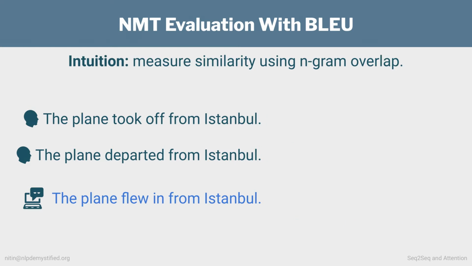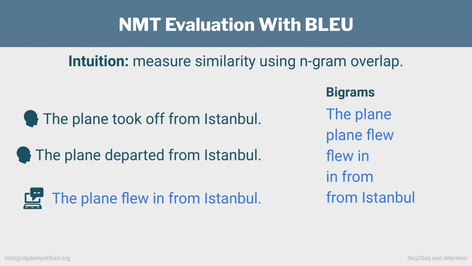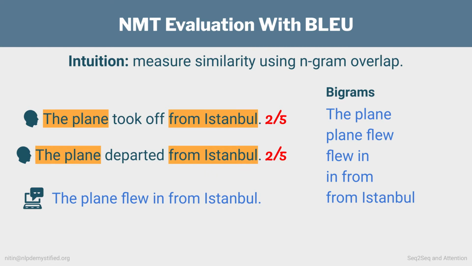And the intuition is to count the number of overlapping n-grams between the candidate and reference translations. So say we're looking at bigrams. These are the bigrams of the candidate sentence. Comparing it against the first reference sentence, we see they share 2 out of 5 bigrams, so the score is 2/5. And in this case, it's the same with the second sentence. So a pretty straightforward measure of precision, but the actual BLEU formula has a few modifications.